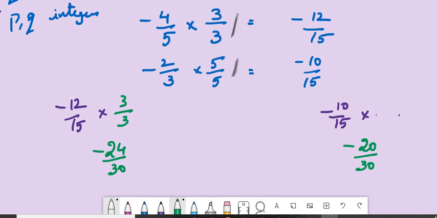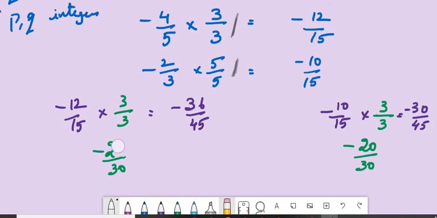Into 3 by 3. So what do we get? It is equal to minus 36 by 45 and minus 30 by 45. Comfortable? Yes. Now we can write 5 rational numbers in between both of them.